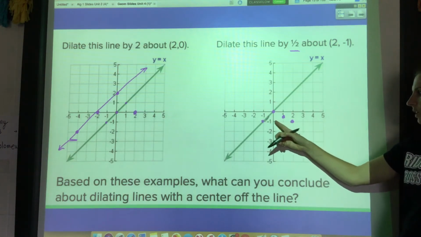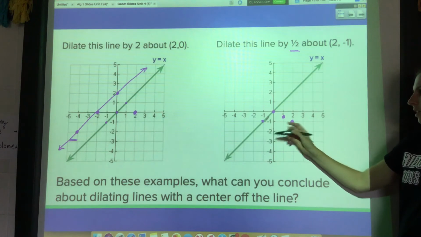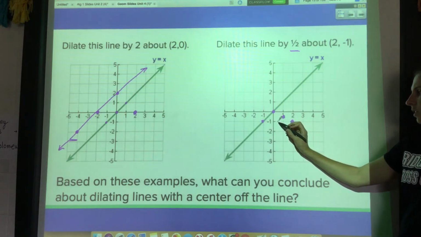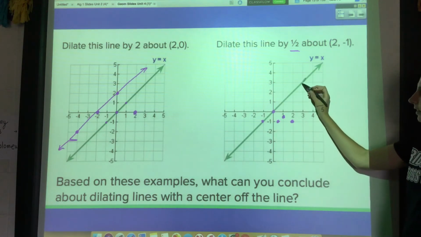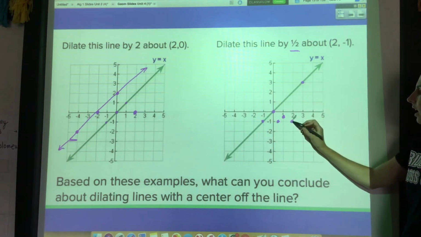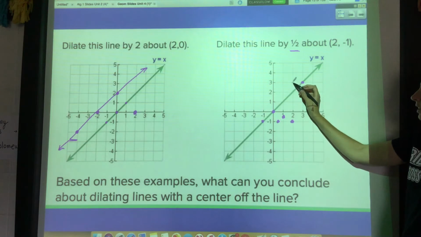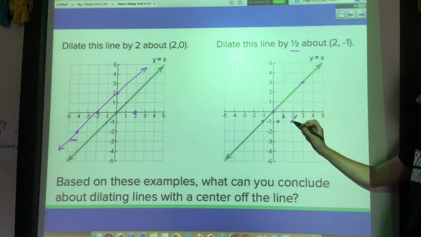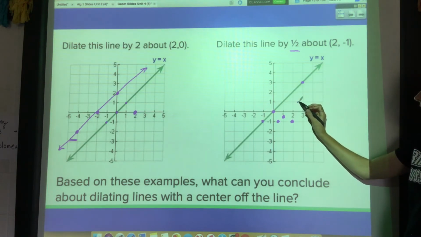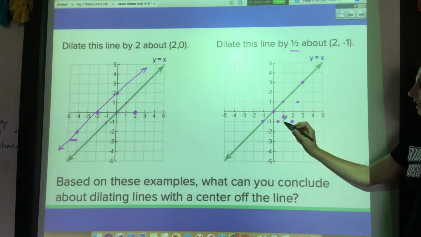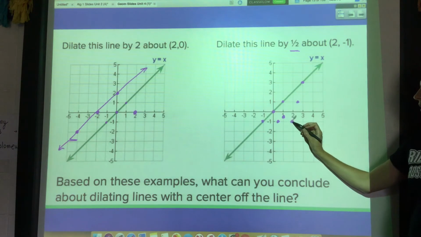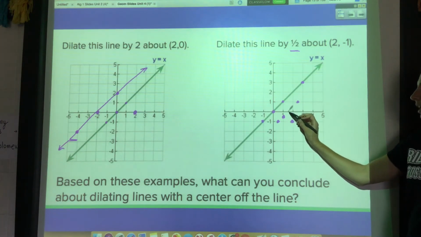It was left 1, 2, 3. Now it's going to be half of that, so like 1.5. Or to get to like this point, it was up 1, 2, 3, 4 over 1. So I'll go up 2 over 1/2. Or to get to this point, it was left 1, up 2. So I'll go left 1/2, up 1.